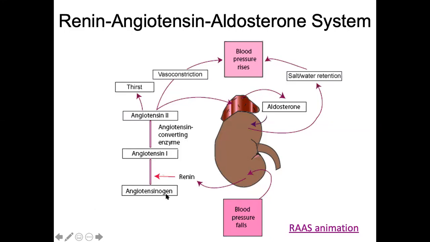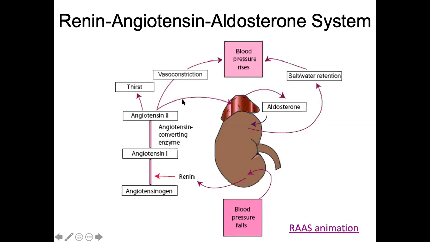So we'll start at angiotensinogen, right? That's at the liver. Renin converts that to angiotensin 1, and then angiotensin 1 gets converted to angiotensin 2 by way of the lungs via angiotensin converting enzyme, right? Or ACE for short, because the abbreviation is ACE, right? Angiotensin 2 causes vasoconstriction.